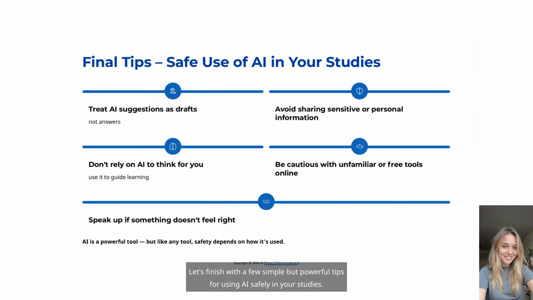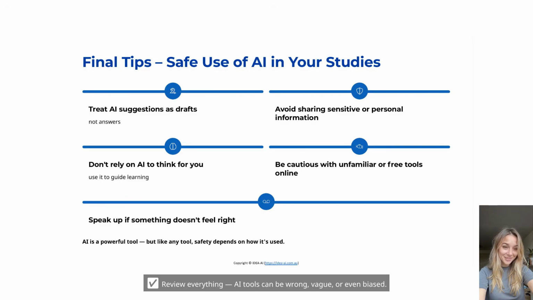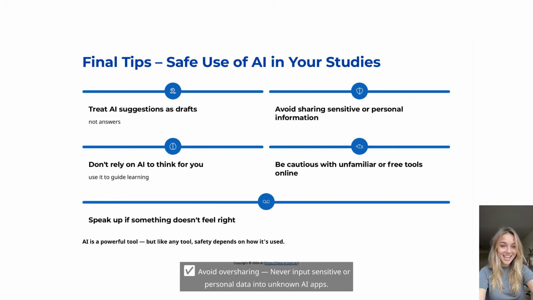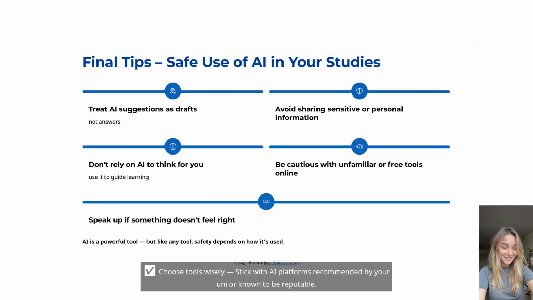Let's finish with a few simple but powerful tips for using AI safely in your studies. Treat AI like a co-pilot. Use it to generate ideas, not to replace your thinking. Review everything. AI tools can be wrong, vague, or even biased. Always fact-check. Avoid oversharing. Never input sensitive or personal data into unknown AI apps. Choose tools wisely. Stick with AI platforms recommended by your uni or known to be reputable.